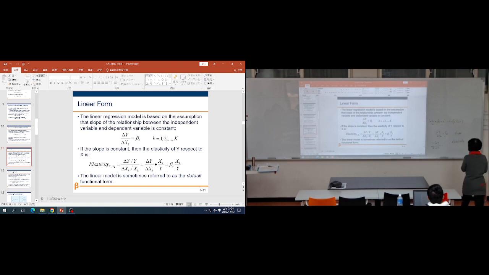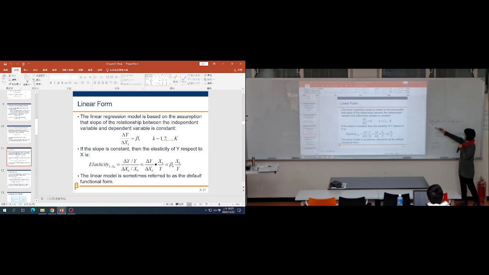So in other words, if the meaning of the 1% change is more useful, then we will put the log on the variables. With the log, the variable with log, usually we explain it in percentage instead of the measurement units. Okay, so that's the difference.